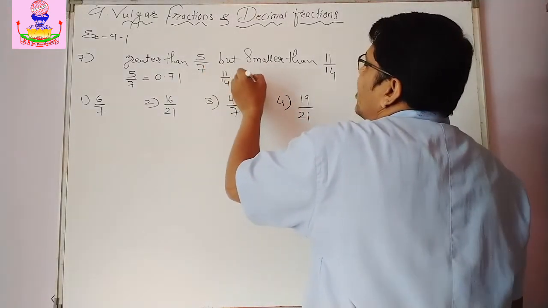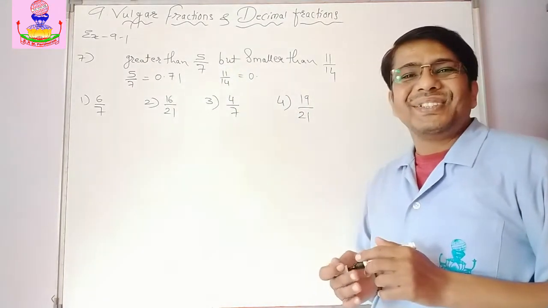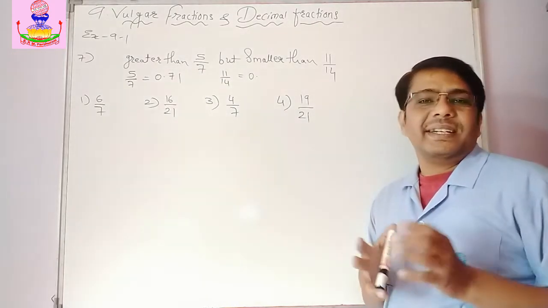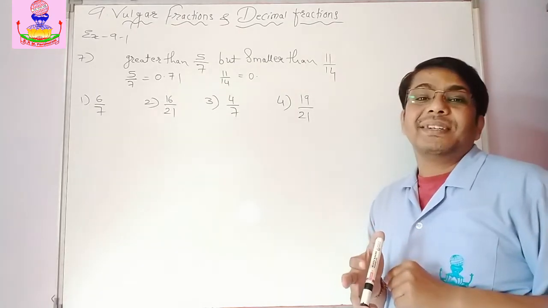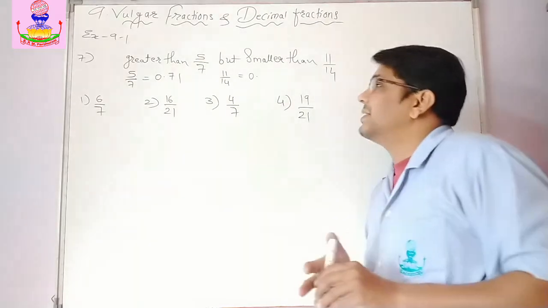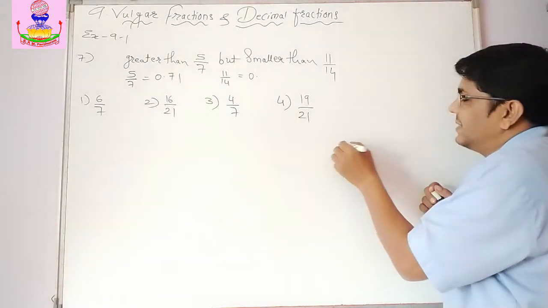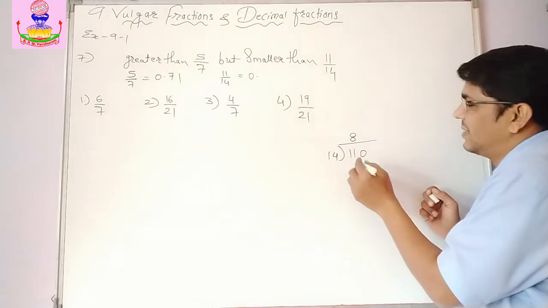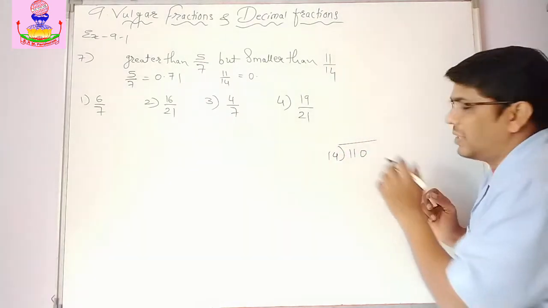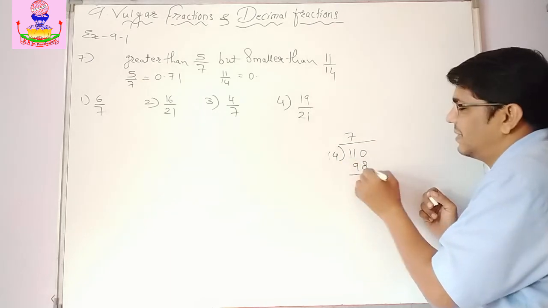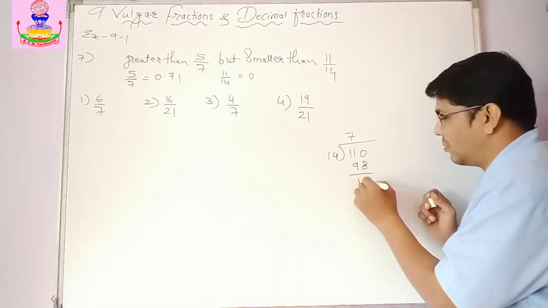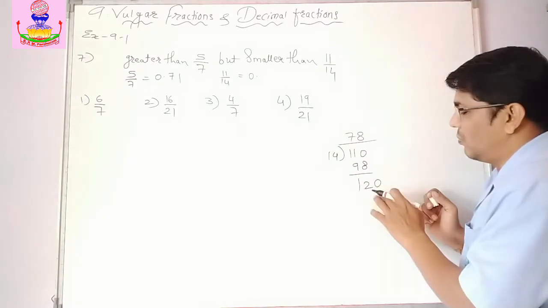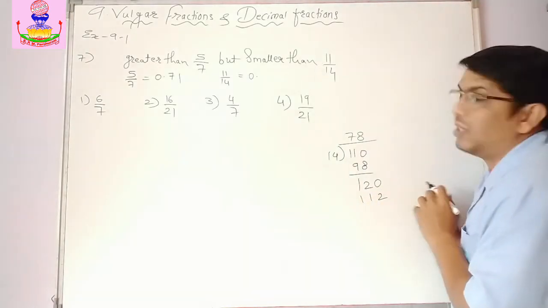Then 11 upon 14, what can I write? 0 point. 110. So 14 8s are how much? 14 8s are 112. 14 7s are 98. Right? Or you can check it like this. 14 8s are 112, so I don't want that. 14 7s are 98. What is the remainder? 2 plus 10, so 12. 12 is the remainder, so it becomes 120. 14 8s are 112. That's enough.